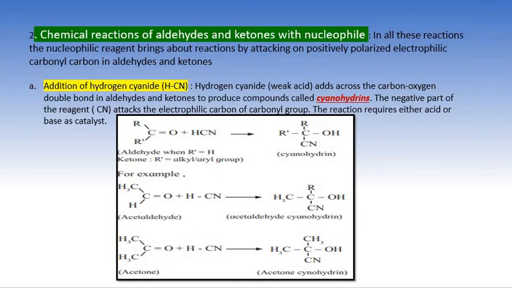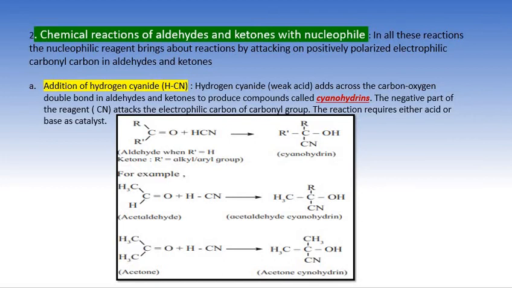The first reaction is the addition of hydrogen cyanide, or HCN. HCN is a weak acid and it will add across the carbon-oxygen double bond in aldehydes and ketones to produce compounds known as cyanohydrins. For example, if it is adding to acetaldehyde, the compound which forms as the adduct is called acetaldehyde cyanohydrin. If it is adding to the carbonyl group present in acetone, the compound formed is called acetone cyanohydrin.